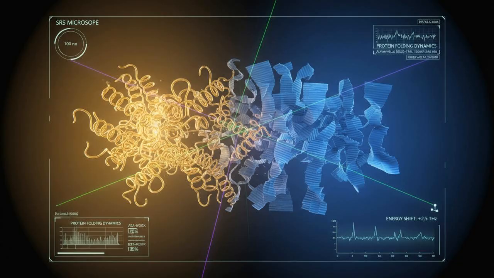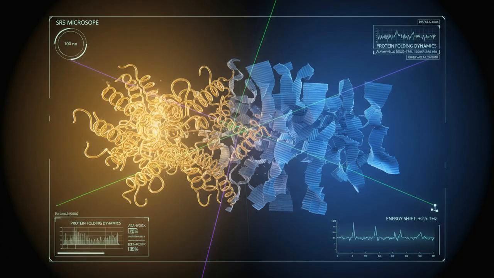These beta sheets are like corrugated cardboard. They stack tightly together, completely squeezing out water molecules and forming impenetrable fibrils that the brain's immune system, specifically the microglia cells, simply cannot break down or clear away.